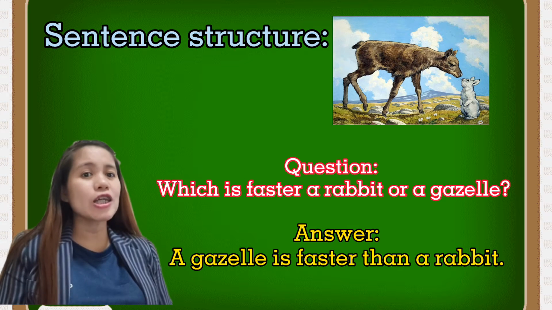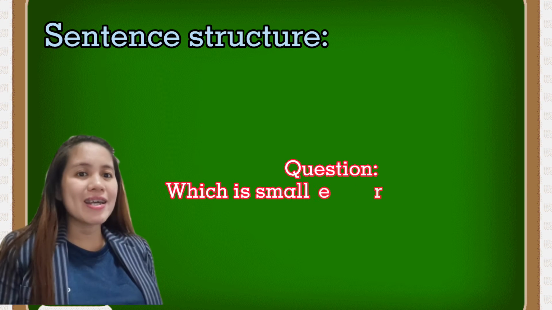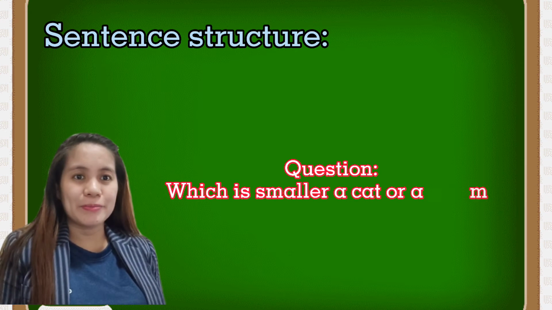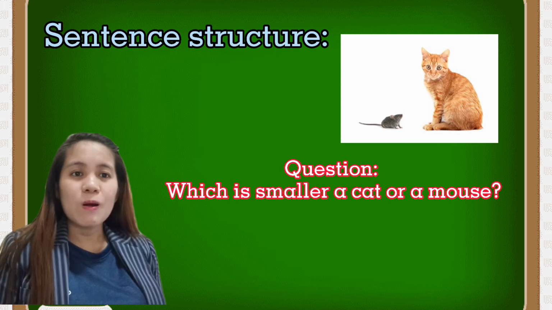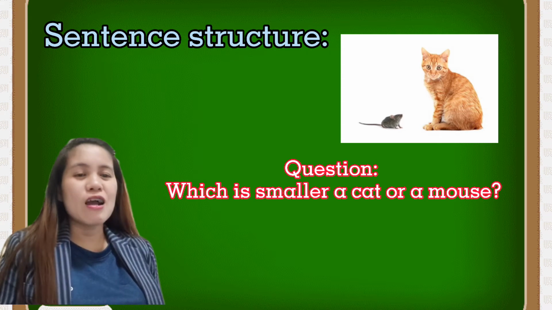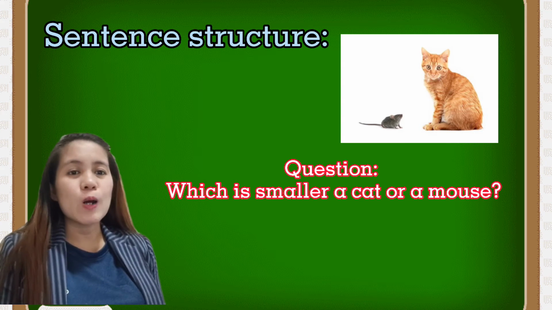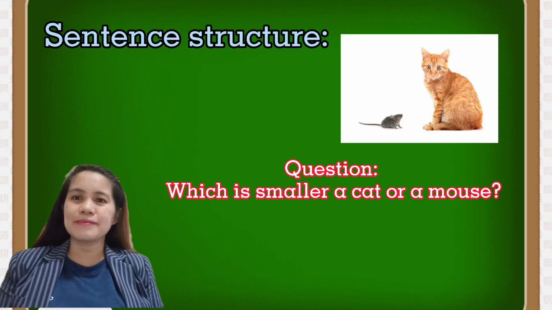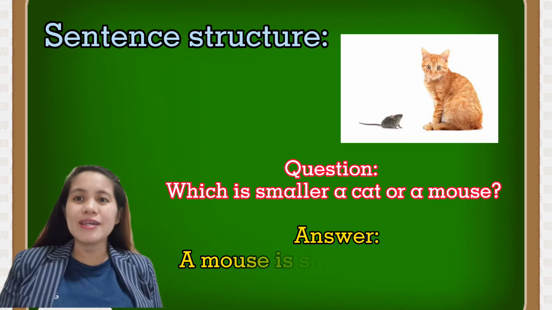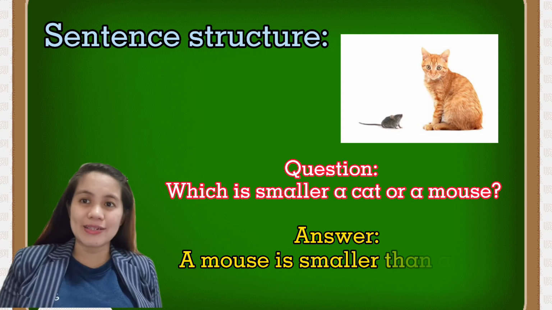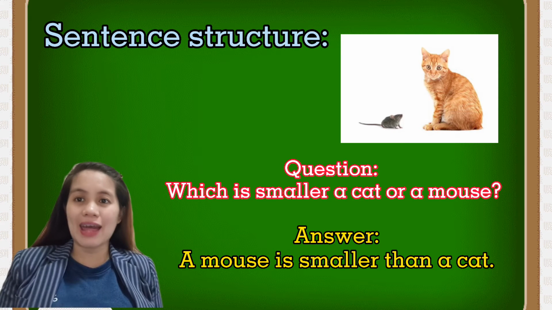Understand? So, let's have another question. Which is smaller? A cat or a mouse? Which is smaller? A cat or a mouse? And the correct answer is a mouse is smaller than a cat.